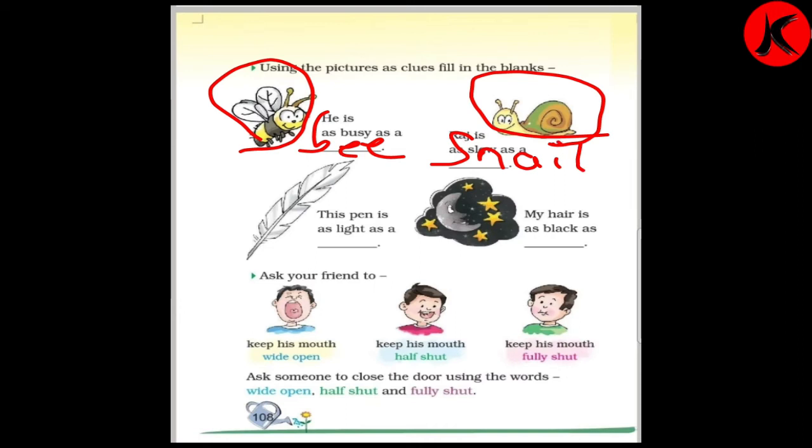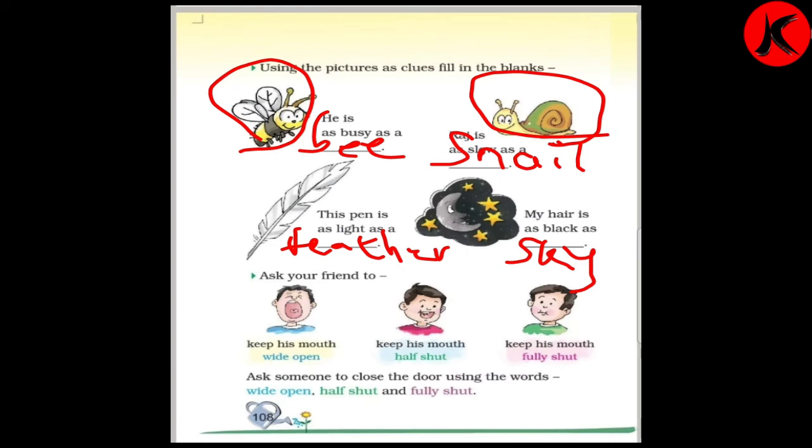Snail, snail. This pen is as light as a... Come on, what do you see in this picture? Feather. Feather, feather. My hair is as black as sky. Sky, sky.